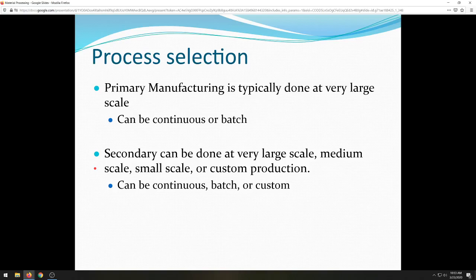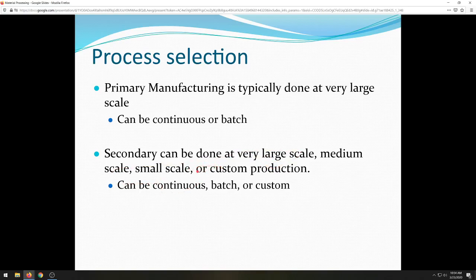Small scale. This is what most local manufacturers in our area are doing. They're what are called job shops or job manufacturers, where they don't just make one or two parts. They're a very nimble manufacturing setup where they have a lot of different machines, but they can all be adjusted and changed easily in order to adapt to small batch production or custom production. Not a lot of continuous production once you get below very large scale production.